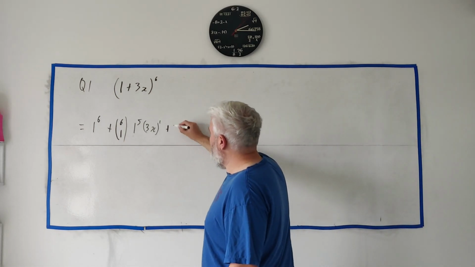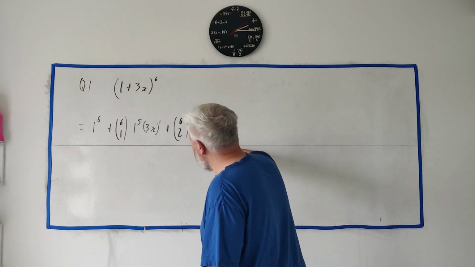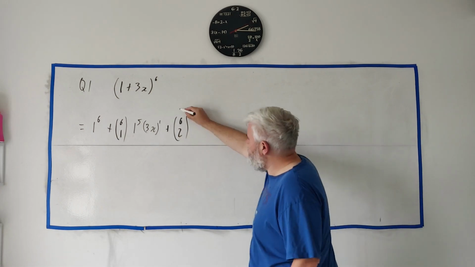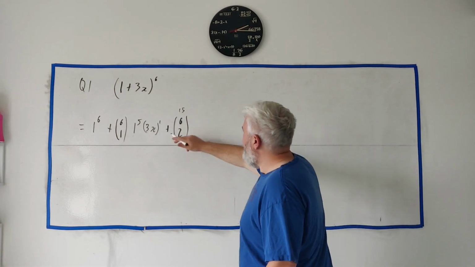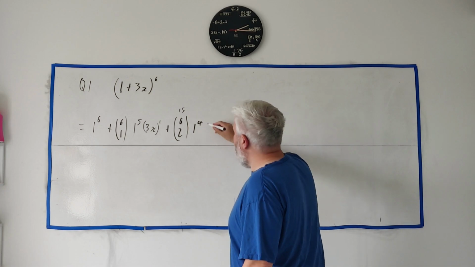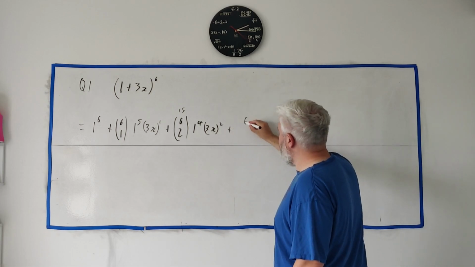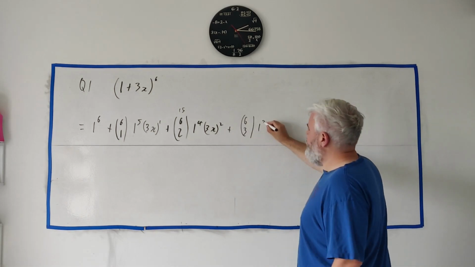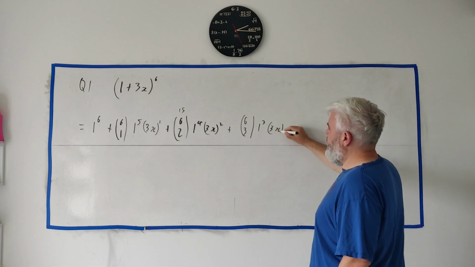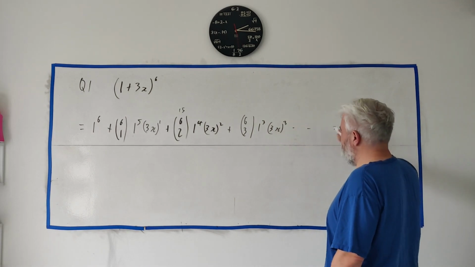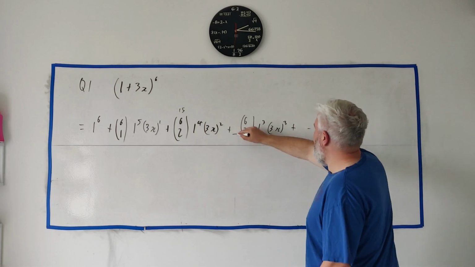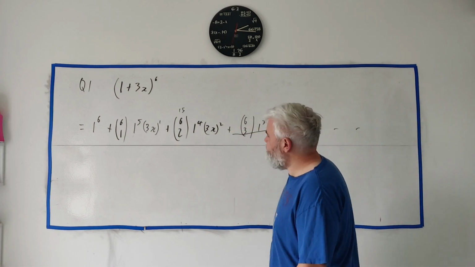Again, next term it would have 6 choose 2. I think this is 15, let's write that down here, 15. Then you'd have the first term to the power 4 and the second term to the power 2. And yeah, they don't need any more, but it would be 6 choose 3, 1 to the power 3, and the second term to the power of 3, and so on, going on and on. Again, they don't need that one, I'll ignore that.